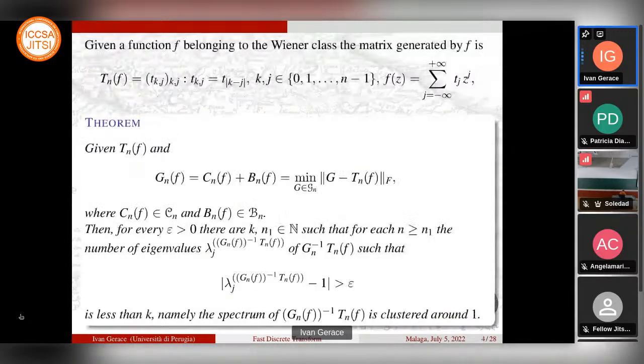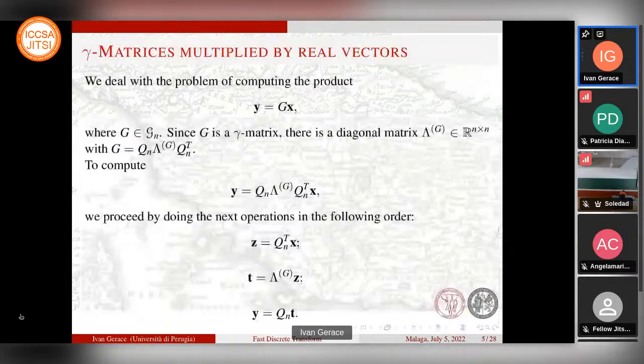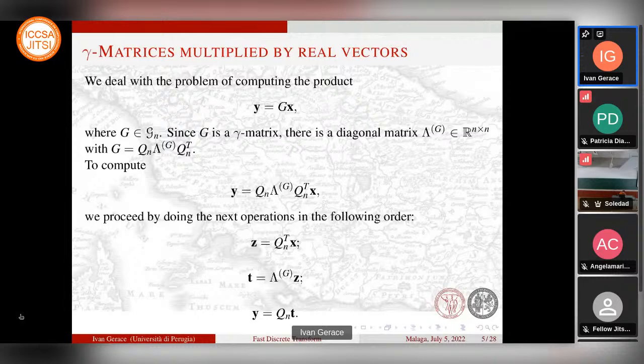This is an important class, as we prove by this theorem that by this class it is possible to precondition symmetric Toeplitz systems that are very common in the literature. So in this talk we present a technique to compute the multiplication of a gamma matrix G by a vector X. Since we saw before that G is diagonalizable by Qn, we can use the spectral factorization and divide this multiplication in three steps. In the first one, we multiply Qn transpose by X. The second one, we multiply lambda G by Z, and the last one, we multiply Qn by T.